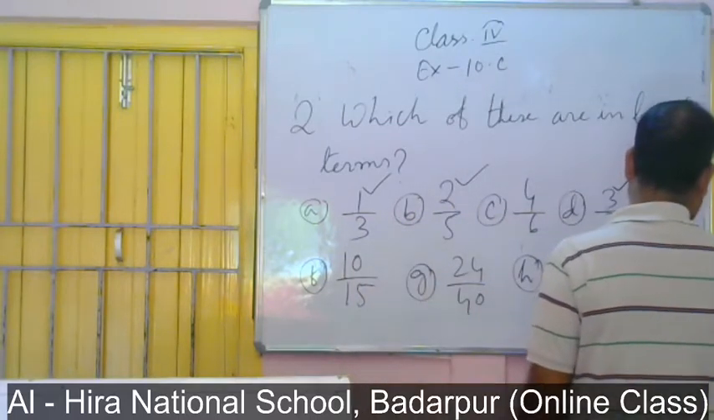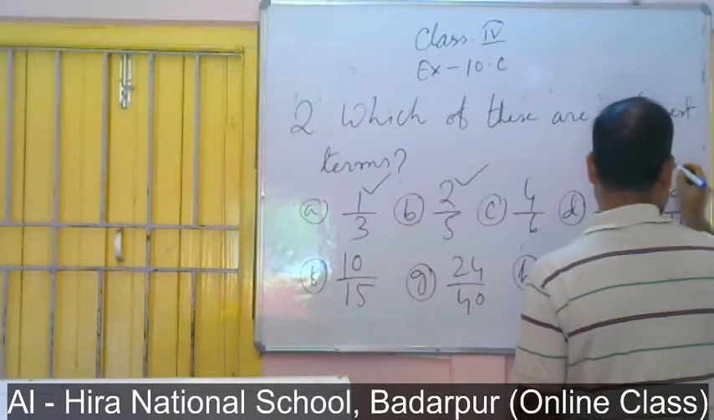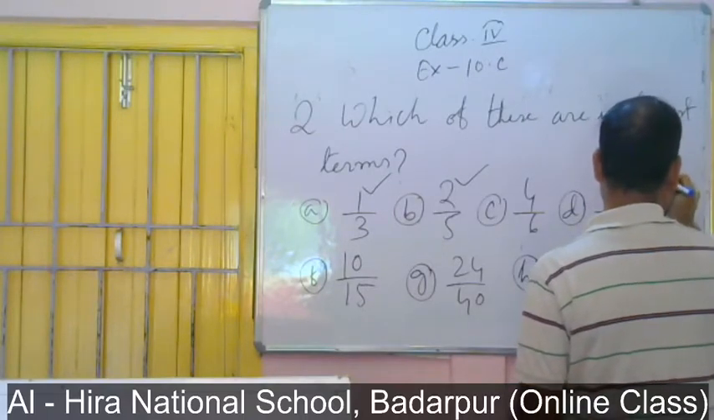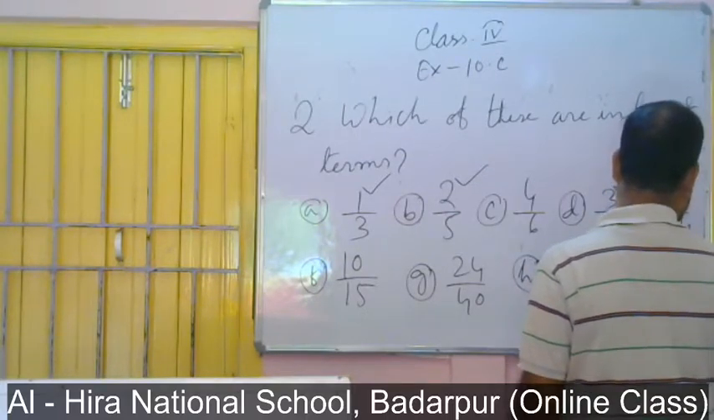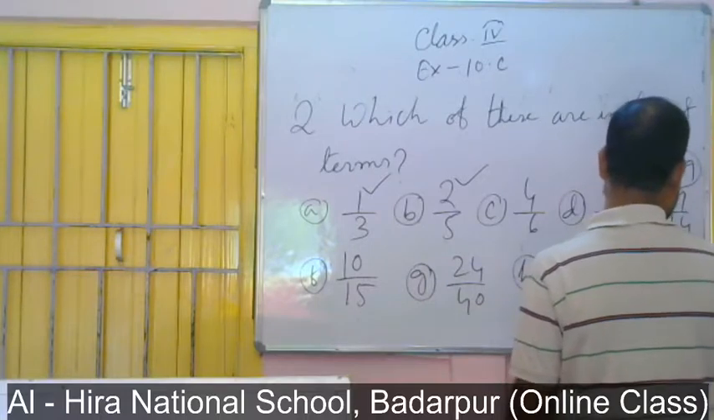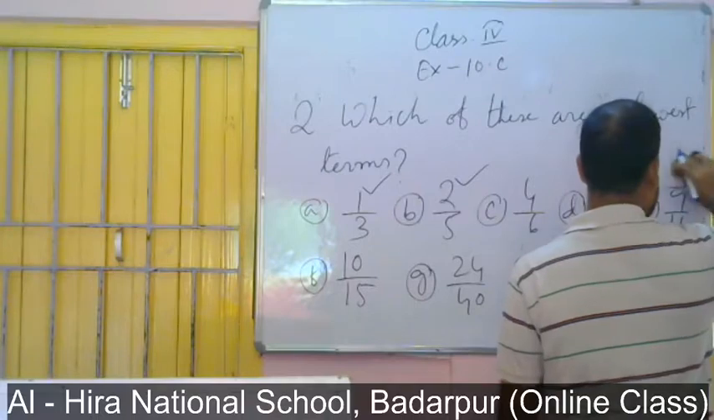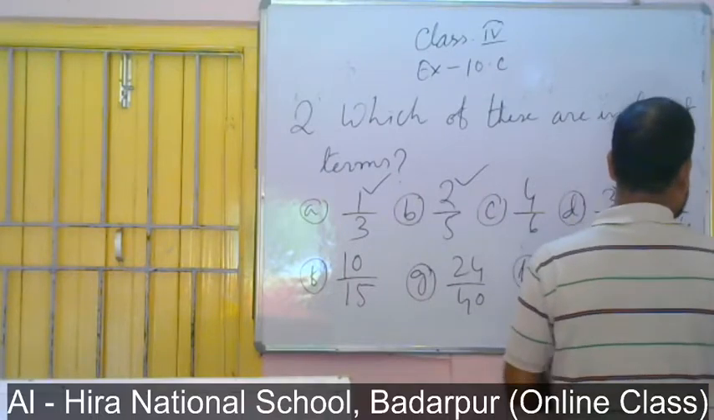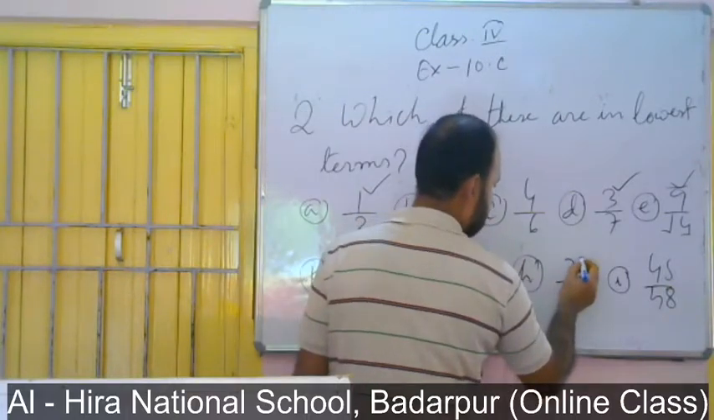9 by 14. If we take out the factors of 9, we get 1, 3, 9. And if we take out the factors of 14, we get 1, 2, 7, 14. So there are no common factors except 1. The only common factor is 1. That's why 9 by 14 is in lowest terms.